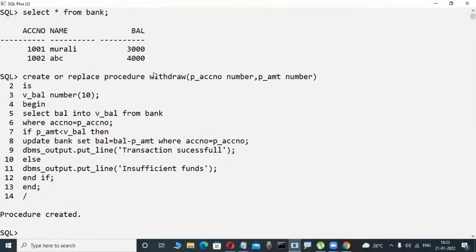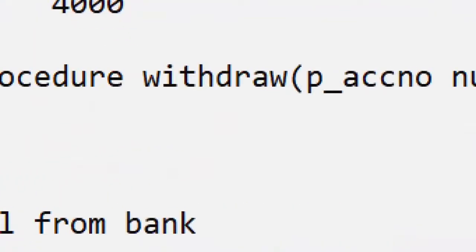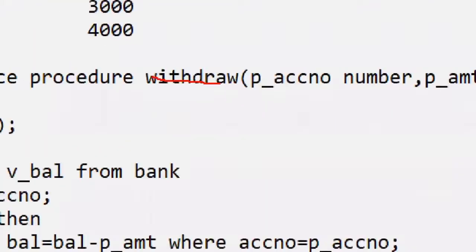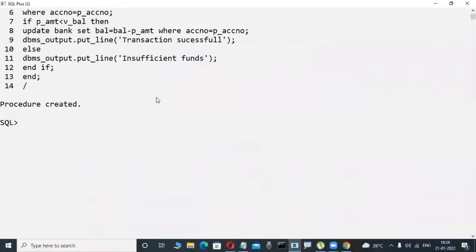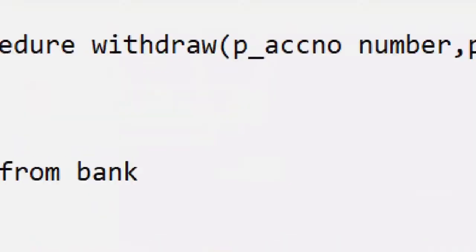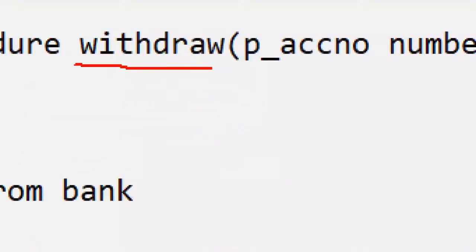Once I develop this withdraw procedure, I check it against the ATM transactions I mentioned in the previous case. Here I'm executing: exec procedure name withdraw. I'm calling this withdraw procedure. You may not have an idea of these things; just observe. Withdraw is the name of my program.